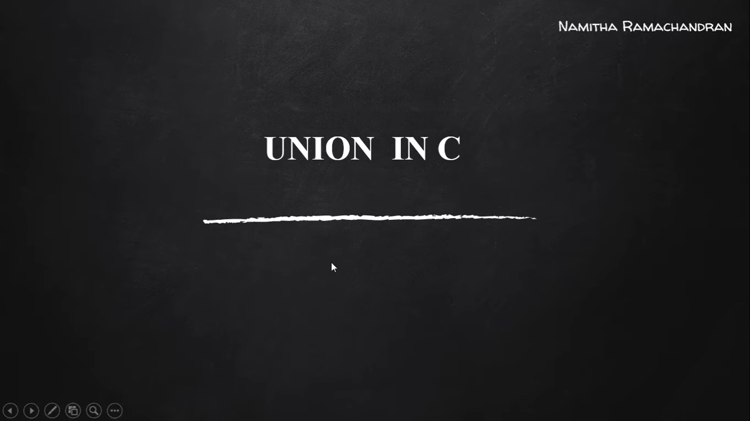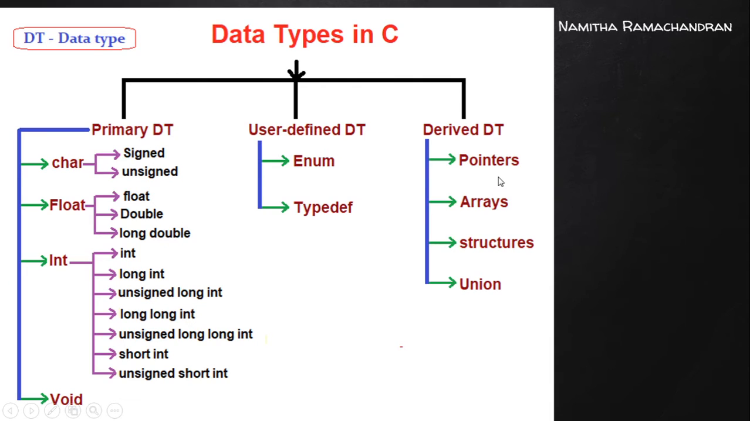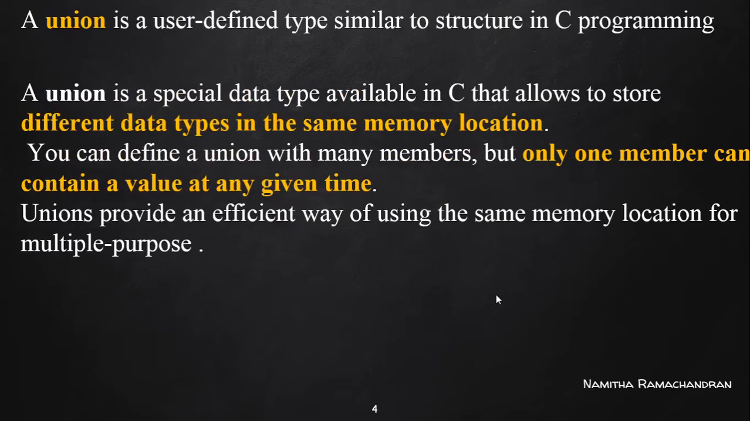Welcome back. In this video, we will discuss the next type of derived data type, that is the union in C programming. We have already discussed pointers, arrays and structures in our previous videos. Now we can go for the union. A union is a user-defined data type similar to a structure in C programming. Union and structure have some similarities.